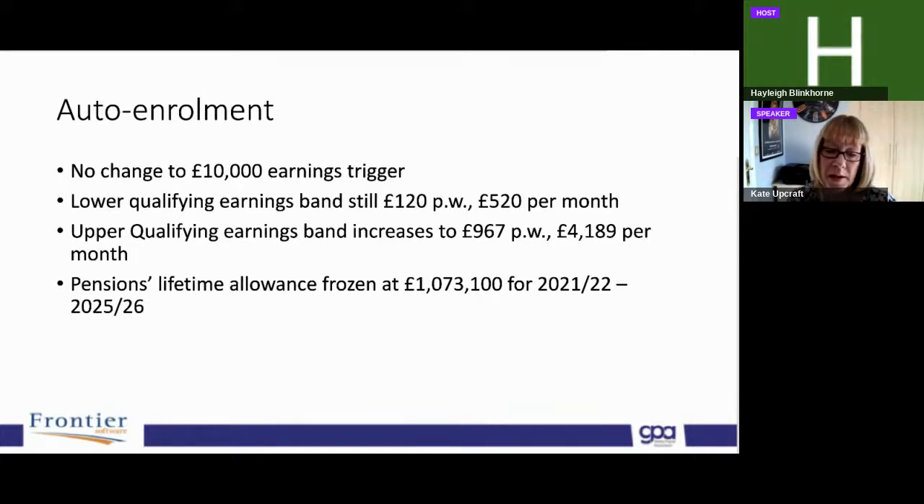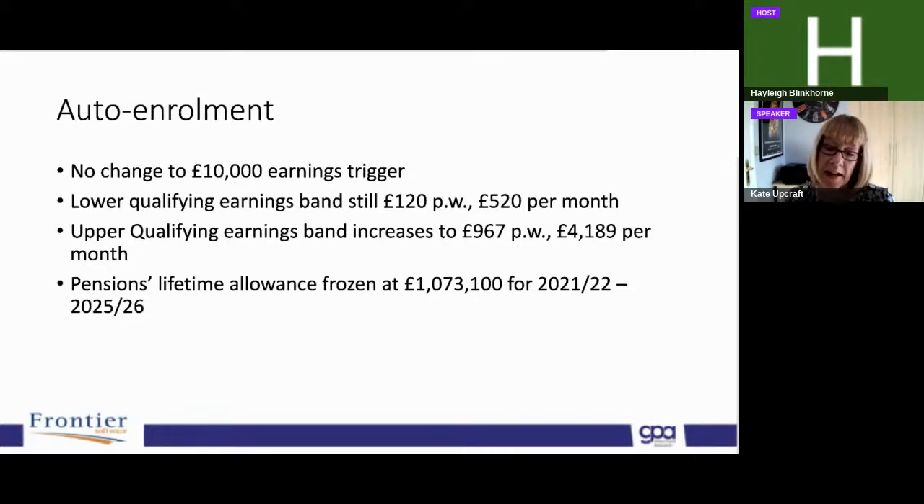lower earnings limit has stayed at £120 a week, £520 a month. The upper band has gone up slightly because of that increase to 50,270. And the only other noticeable thing around pensions is the freezing of the lifetime allowance.